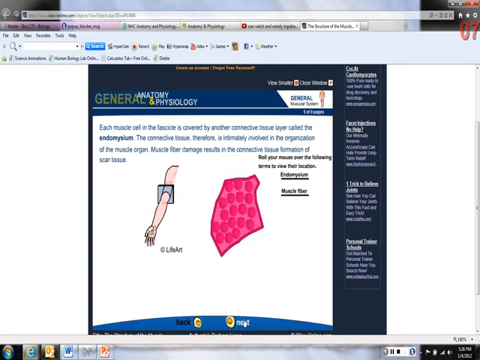Each muscle cell in the fascicle is covered by another connective tissue layer called the endomysium. The connective tissue, therefore, is intimately involved with the organization of the muscle organ. Muscle fiber damage results in the connective tissue formation of scar tissue. So you've got the muscle fibers, and they're surrounded by endomysium.